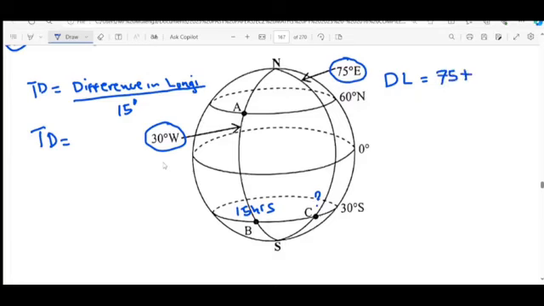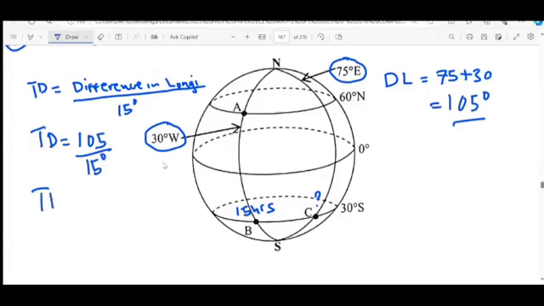So just add 75 plus 30, and this will give us 105 degrees. This is the difference in longitudes. If the longitudes are lying on different hemispheres, you are supposed to add. If they are lying on the same hemisphere, you are supposed to subtract. So on the difference in longitudes, you put 105, then divide by 15 degrees.